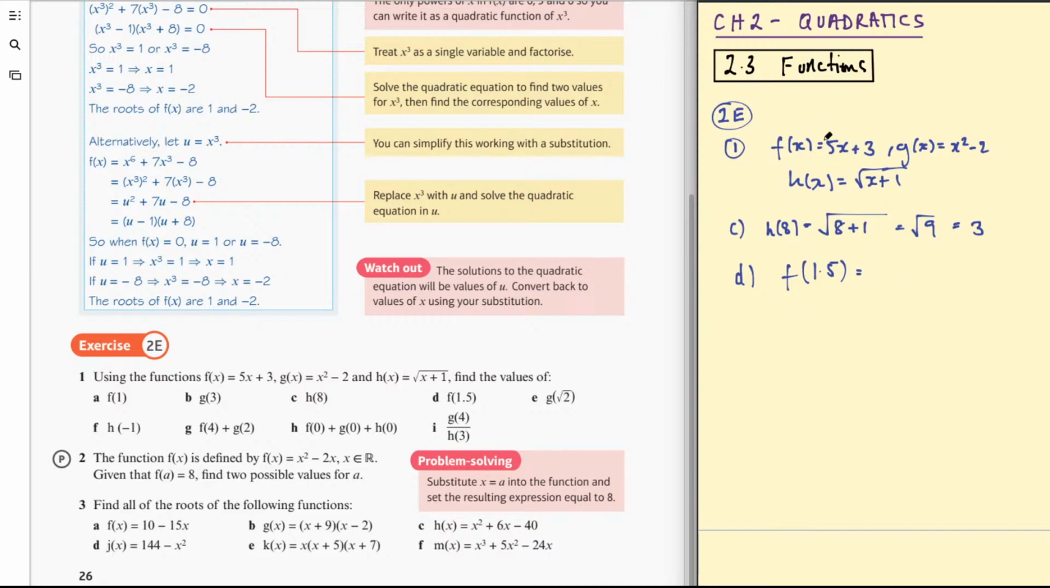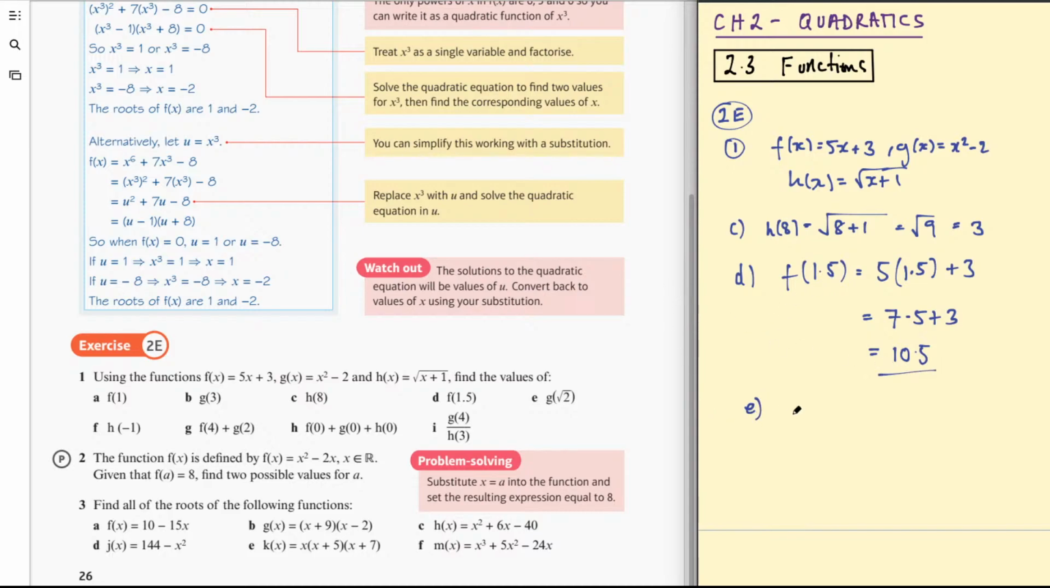So inputting 1.5 into f of x plus 3, I might write that as a fraction. So 1.5 is 3 on 2 plus 3. Actually, no, let's leave it as a decimal. Plus 3. So 5 times 1.5 is 5 plus 2.5, so 7.5 plus 3, and then that's 10.5.